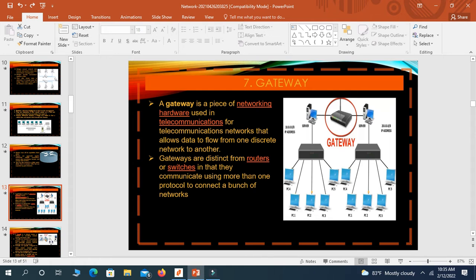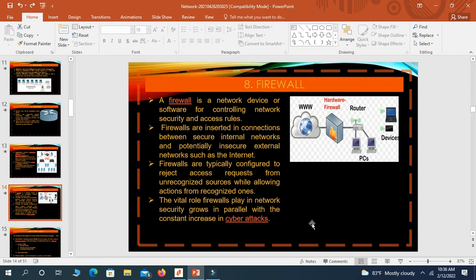Gateways are distinct from routers or switches in that they communicate using more than one protocol to connect a bunch of networks. So a gateway can connect with a bunch of networks using multiple protocols. I told you before that the switch is an intelligent device. In general terms, we can say a gateway is more intelligent compared to the other devices that we have discussed before. Next up, we have firewalls.